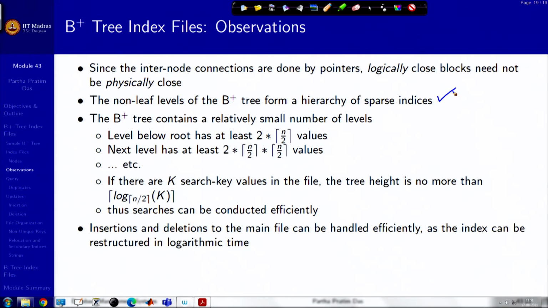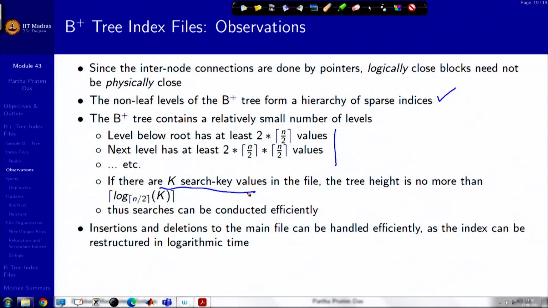You can, because you are not keeping everything, you are just keeping selective keys, and as you go higher and higher you keep more and more sampled key values only as index, right. So, here some basic arithmetic is given.